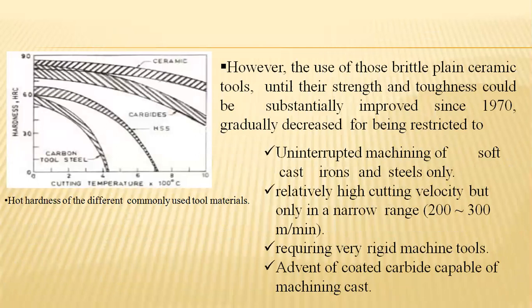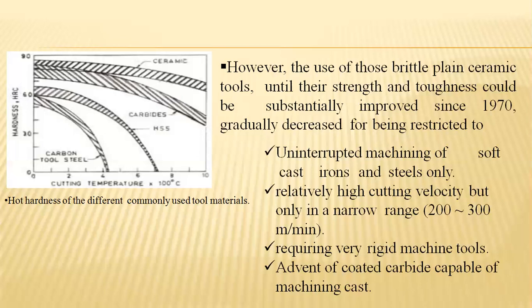This is the graphical representation showing strength and toughness as improvement is required, but gradually from 1970 it has been decreasing because of the following restrictions. Uninterrupted machining is required when machining irons and steels, because these sintered tools are very high in strength, but toughness is less.